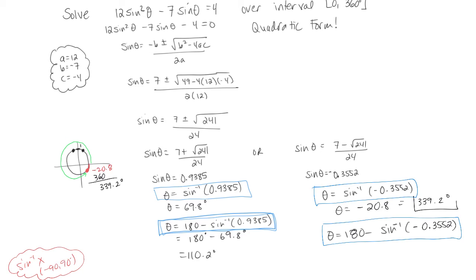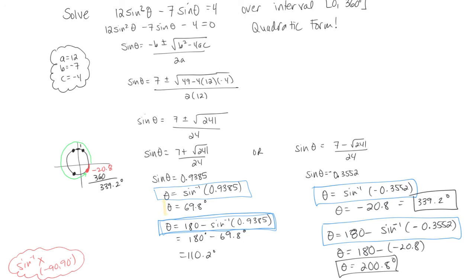So that's the first one, 339.2. Great. But keep in mind, we also have this other one. So 180 minus a negative 20.8, that's how we're going to find this other mirrored angle over there in quadrant 3. And that gives us 200.8 degrees.